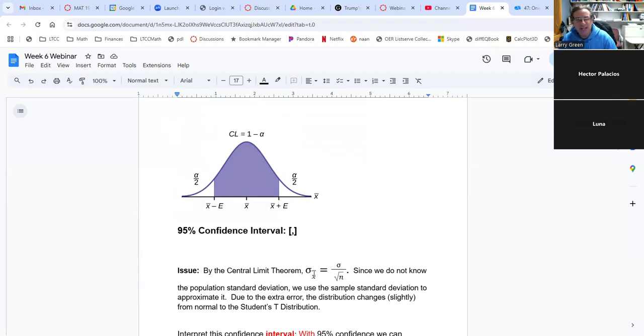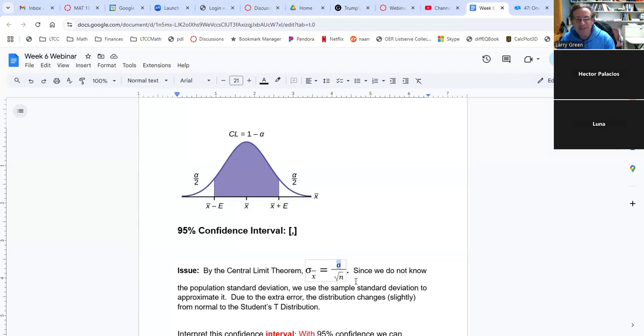And this person realized that the reason was this sigma, that you don't know sigma and you're using S, and there's an extra error because of using S. And this statistics professor slash brewer, beer guy, decided to name this kind of idea after his students. And he called it the student's t distribution.